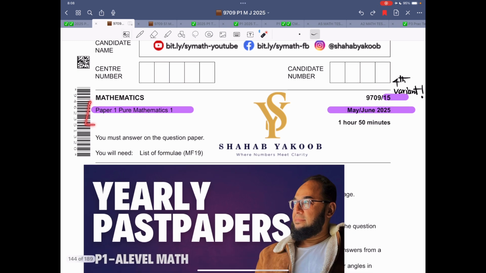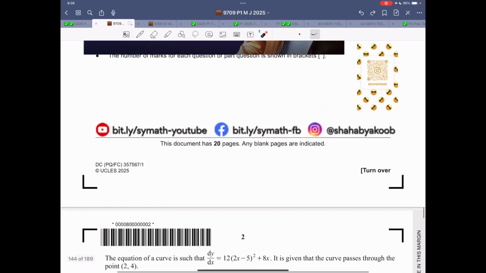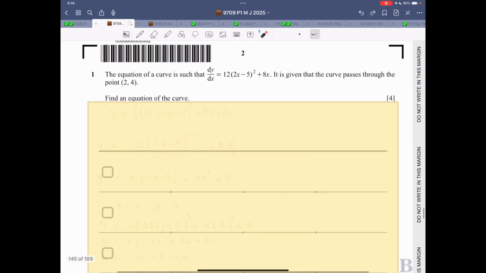So now another P1 paper, Pure Maths 1 paper. This is of May, June 2025. And now, yes, there is also a fourth variant. So let's get started. So now let's look at question number 1.